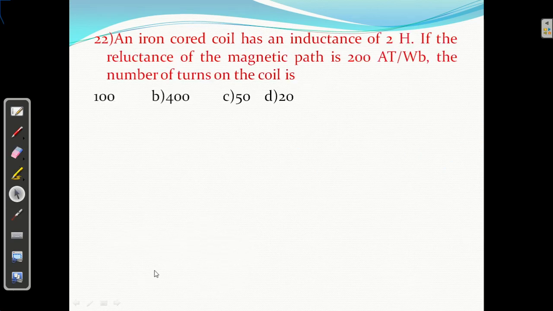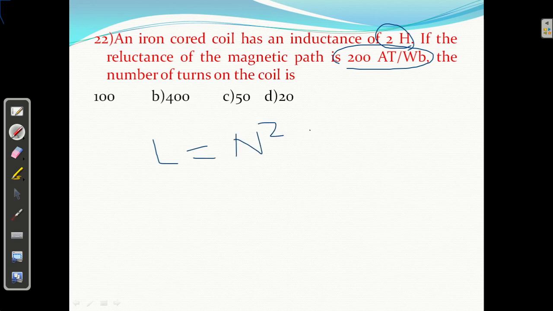Question number 22. An iron cored coil has inductance of 2 Henry. So L is given. If the reluctance of the magnetic path is 200 ampere turns, the number of turns on the coil is? Again the formula is the same. L equal to N square upon S. Number of turns is asked.